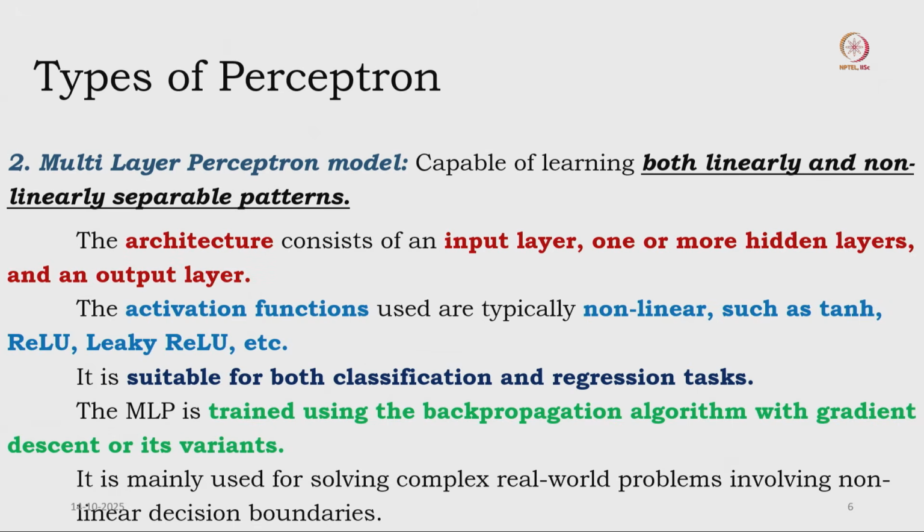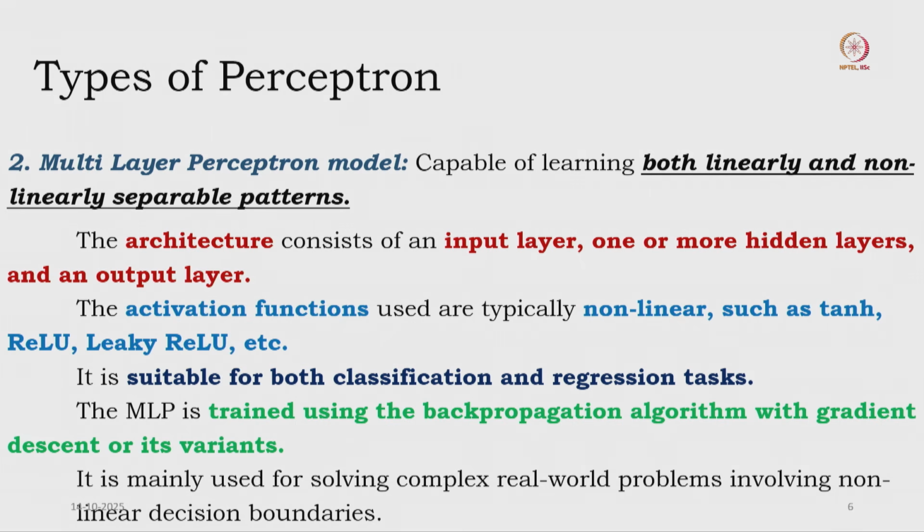That is the reason we have a second type of perceptron called a multi-layer perceptron. What is a multi-layer perceptron? It is once again a neural network model, which is mainly designed to handle both linearly as well as non-linearly separable problems. If that is the case, how does the architecture of a multi-layer perceptron look? We will have an input layer, hidden layers, and an output layer.